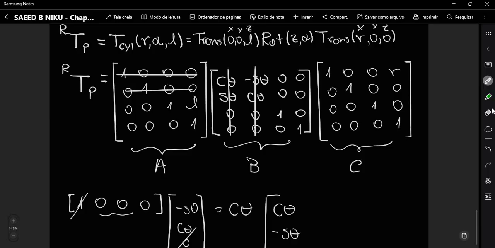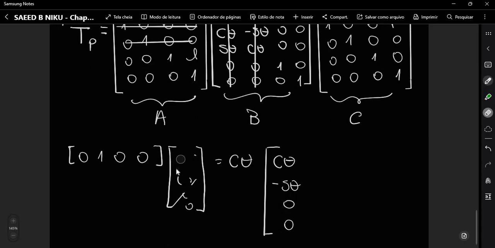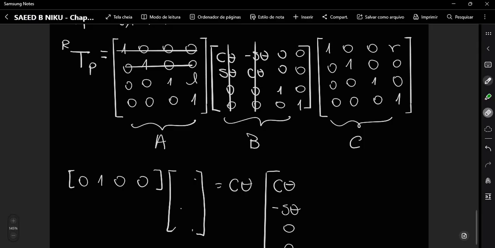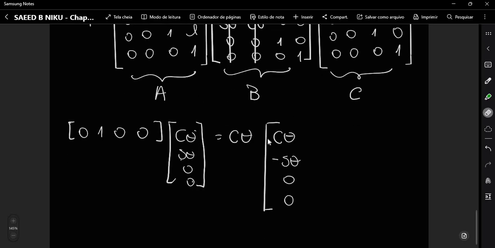And now this line. So now it is 0, 1, 0, 0, and this column cosine of theta, sine of theta, 0, 0, and we will obtain right here just sine of theta, because this 0, this 0, this 0 cancel this, and this. So this element is sine of theta.